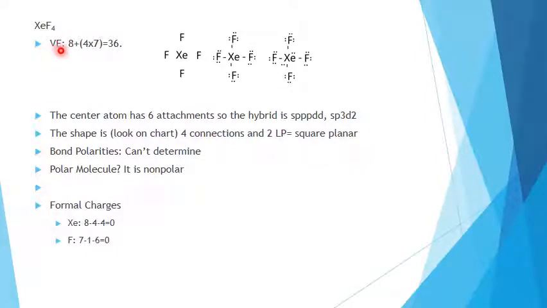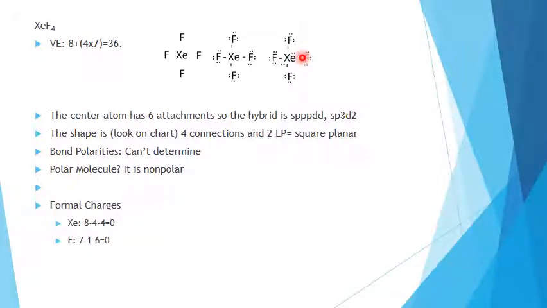So, number of valence electrons: xenon has 8, then you have 4 times 7, so there's 36. So here's your structure. Got the skeletal structure. Then give each fluorine 1 bond and 3 lone pairs. When you get done, you count them all up: 8, 16, 24, 32. You're short 4, so put those 4 electrons, 2 pairs, in the middle. And so now what you have is the structure.